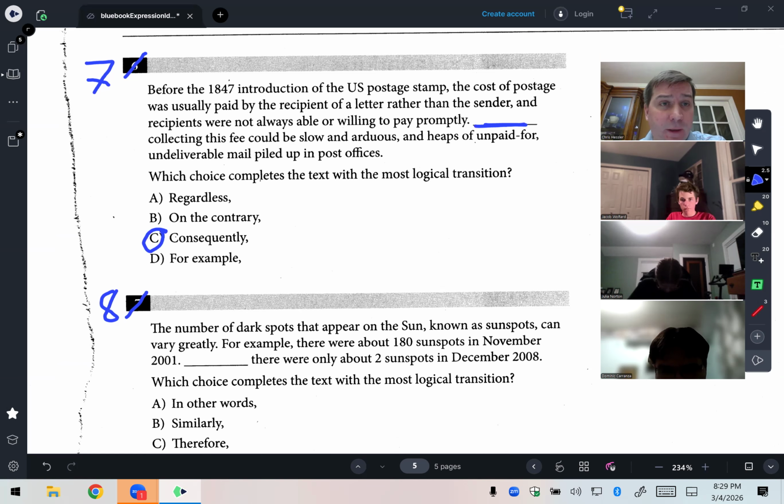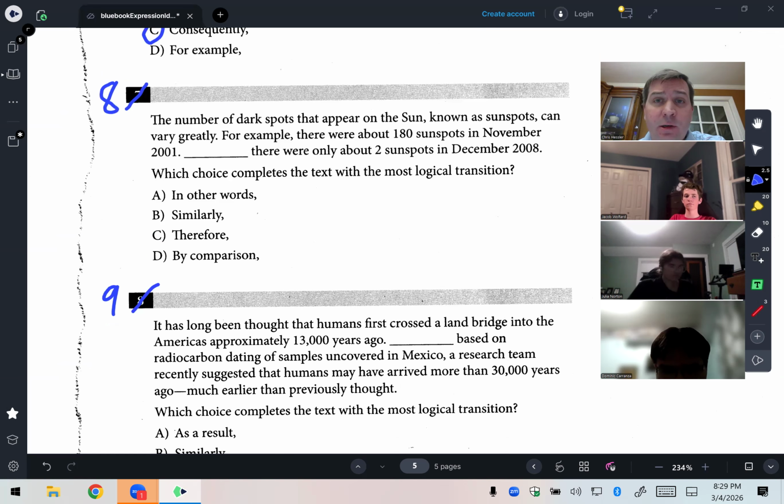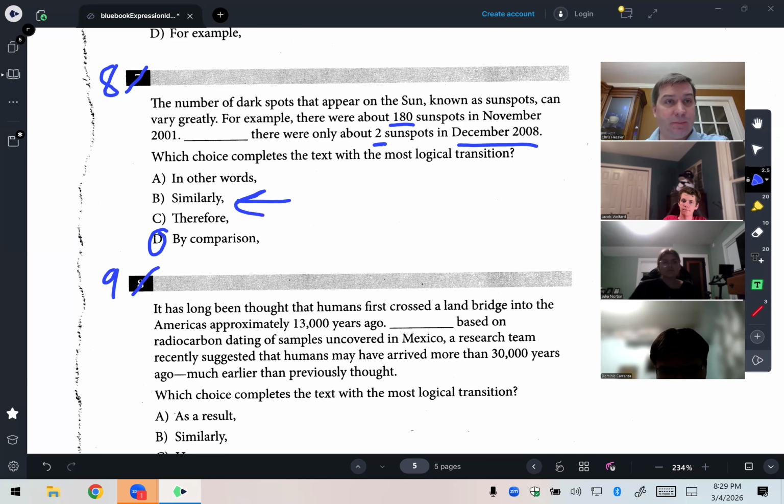Number 8. The number of dark spots that appear on the sun, known as sunspots, can vary greatly. For example, there were about 180 sunspots in November 2001. Blank, there were only about 2 sunspots in December 2008. All right, so 180 sunspots in November 2001, only 2 in December 2008. We are comparing them. We do need by comparison. So just a simple comparison, just comparing 180 to 2. Yeah, they're not similar. They're very different, right?